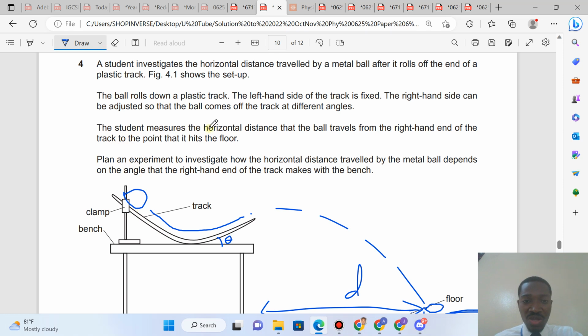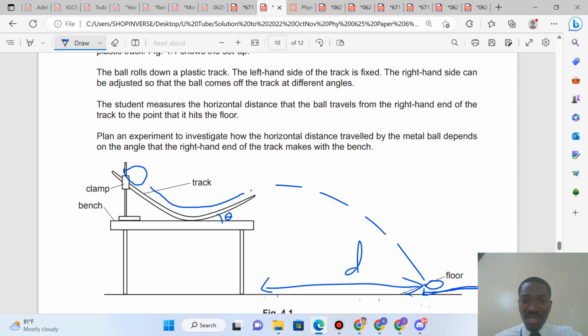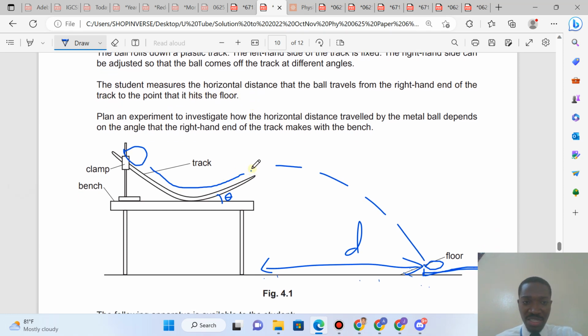What's the next thing? The student measures the horizontal distance that the ball travels from the right hand end of the track to the point where it hits the floor. So you measure the distance from the right hand end to the point where it hits the floor. This distance D, you measure it. What's the next thing?